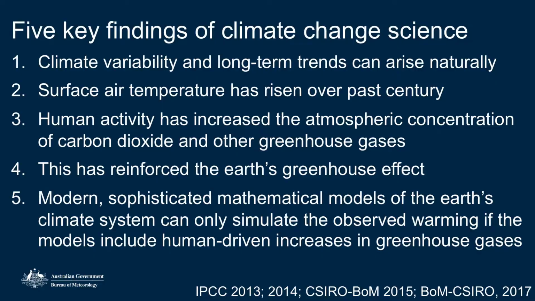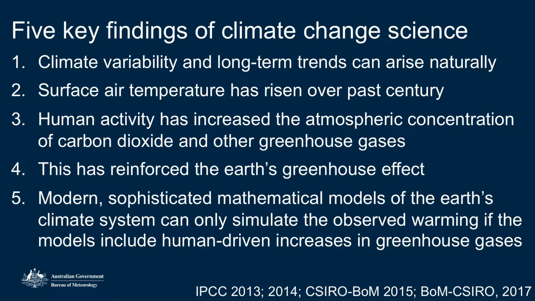And so in order to explain that previous slide, let's now recap some of the main findings of the IPCC report. So the first point is the point that I just made before, and that is that climate variability and long-term trends can arise naturally. You don't need anthropogenic or human-forced climate change to bring that about.